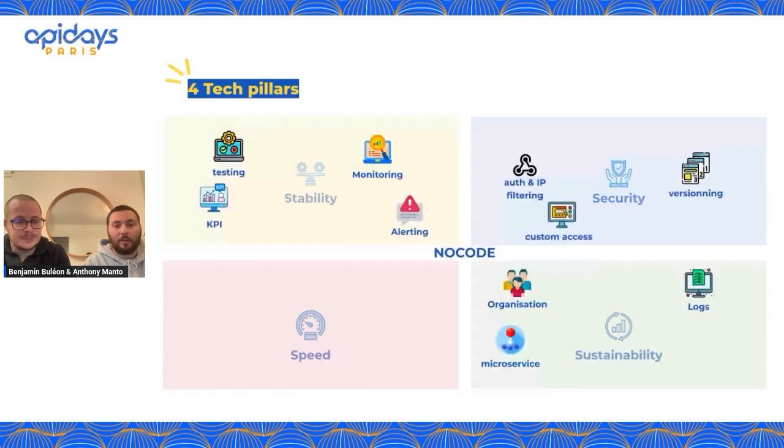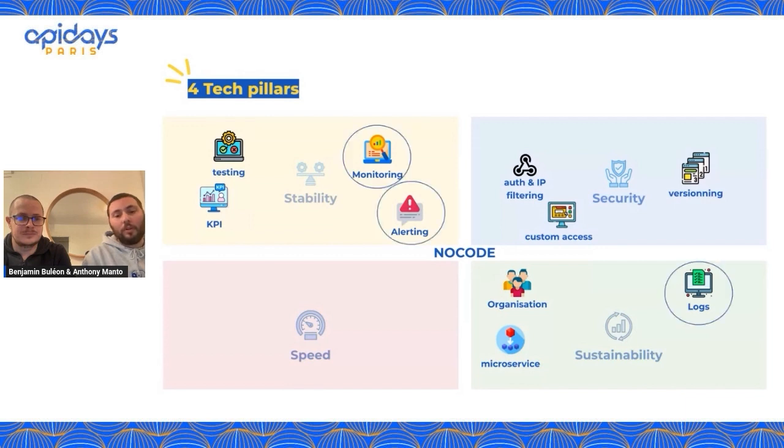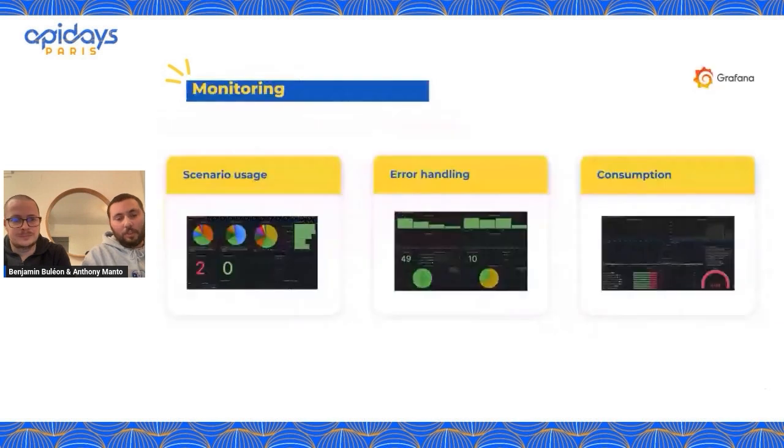Yes, as we are on the tech team, we try to follow these 4 pillars to prioritize the solutions we want to create and the processes we want to adopt to have high quality standard development in NoCode. So in this presentation, we do not have time to present everything, but I will do a little focus on 3 things. The first one is monitoring.